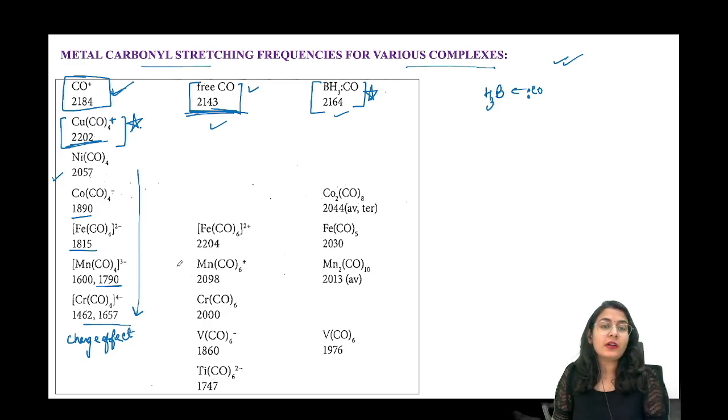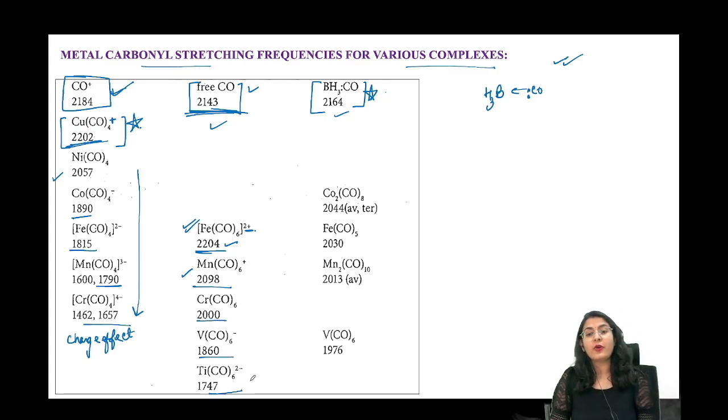Now when we are talking about these complexes, see again, wherever there is a cationic complex, guys, the value is much higher as compared to a free carbonyl. Okay, so this is iron hexacarbonyl 2 plus once again, and the value is very high for the carbonyl, 2204. Then comes this plus, this is 2098. Then comes a neutral one, okay, decreases, a negative one came, again decrease. So all of these are what? Charge effects. All of these are charge effects. Okay, so you just have to remember.